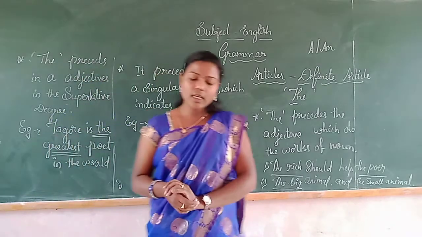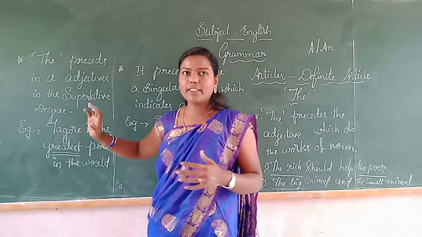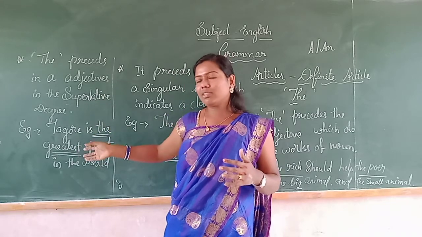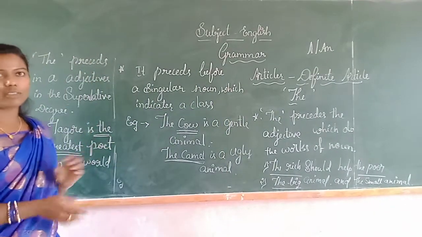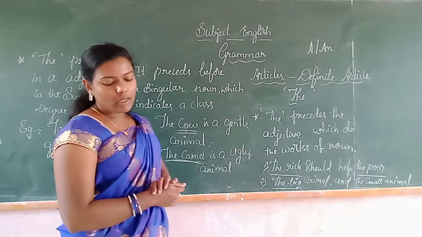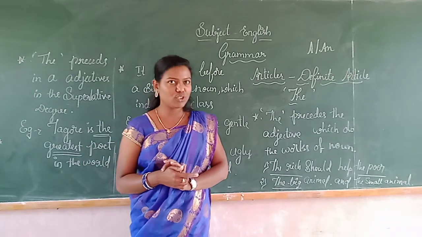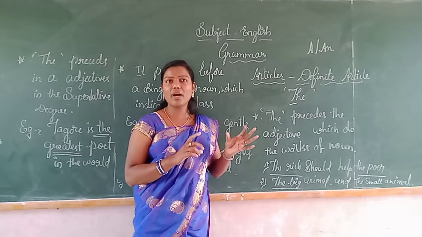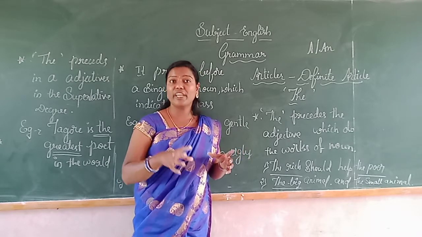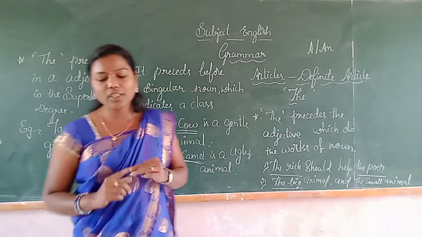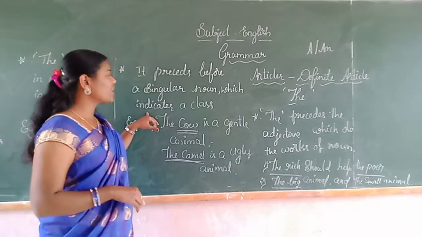And fourth one, the proceeds before the names of rivers, oceans, lakes, like the Godavari, the Krishna, the Saraswati, like that. Next one, the proceeds the names of well-known books: the Bhagavad Gita, the Mahabharata, the Ramayana. These are the most epic stories in our society. Here also we use the: the Ramayana, the Mahabharata, the epic books and sacred books of the Hindus. And next one, the proceeds before a singular noun which indicates a class.